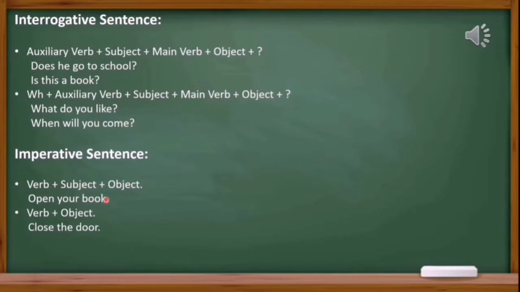Okay, another example, verb plus object. Here the subject is missing. Like close the door. It is a kind of what? Command. Close the door. So close is the verb, the door is the object. Another example let me give you with let. Let plus subject plus verb plus object. So here the example is, let us draw a picture.